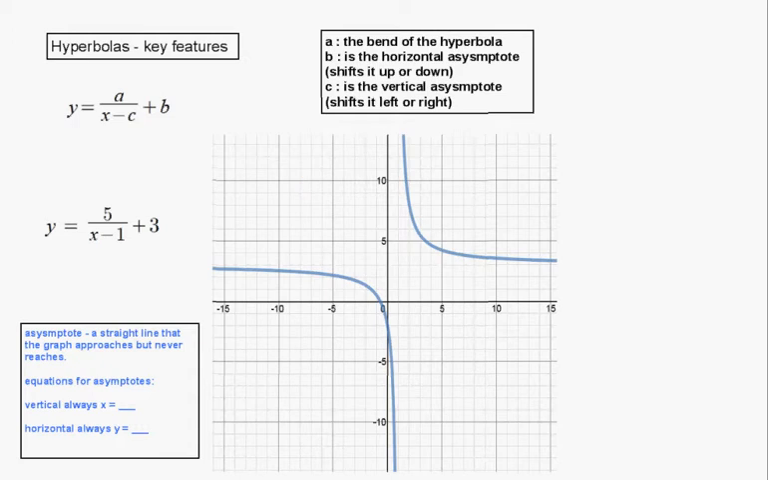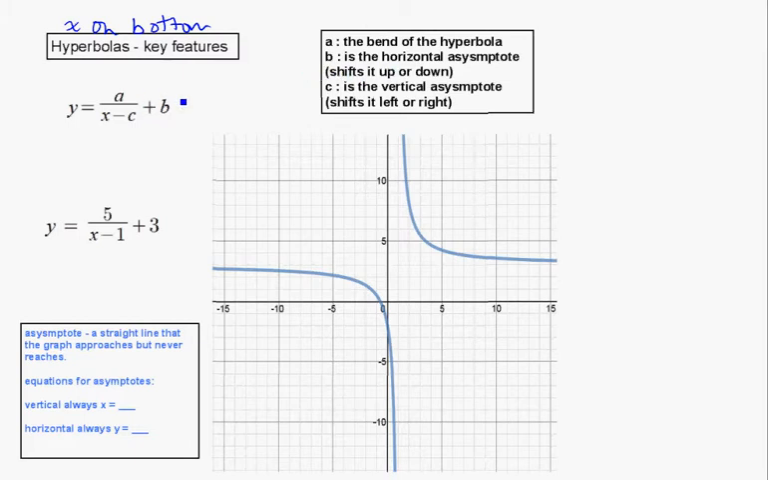Looking at hyperbolas and their key features, I'm hoping that you've either played on Desmos.com or watched the tutorial just to explore what the formula does and how the different aspects of the equation actually change how the graph looks. But to remind us, we know it's a hyperbola because we've got our x on the bottom. Other things we can remember is that the a value tells us the bend of the hyperbola, how quickly it bends in.